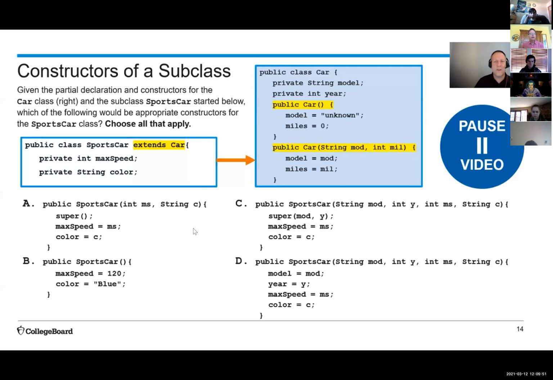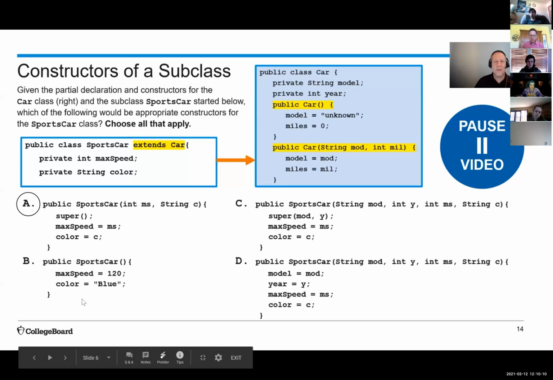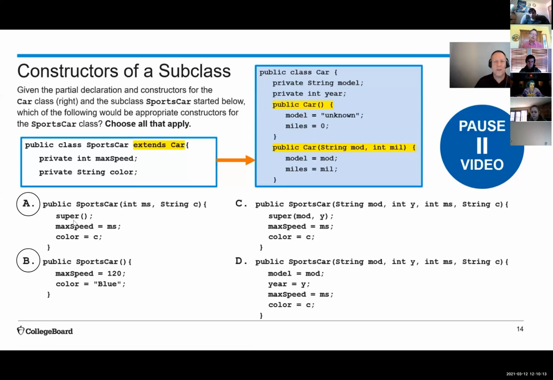Let's look at A. A would definitely be an appropriate constructor. It calls super with no arguments. That goes ahead and creates unknown with 0 miles. And then it sets the local variables, max speed to MS, and it sets the color to C. So that works great. Now B is almost the same. It just doesn't have the super call, but it's totally fine for B. If you don't put a super call in there, then it's going to go ahead and call it with empty parentheses. So B is also just fine.